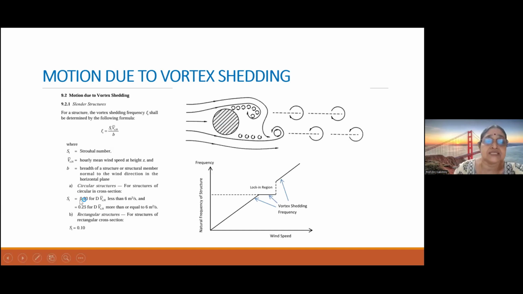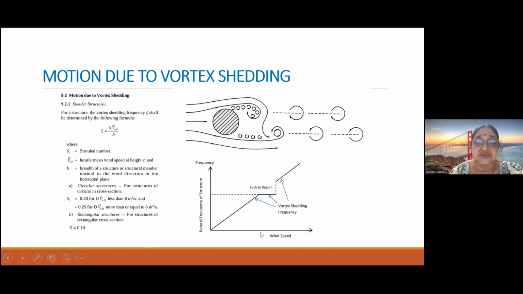So you can see that a value of 0.2 when the D into V at H is less than 6 meters square per second. Otherwise, it is 0.25. And for rectangular structures, we got the value around 0.1. Again, these 0.1 or 0.2 are all determined by the wind tunnel test.